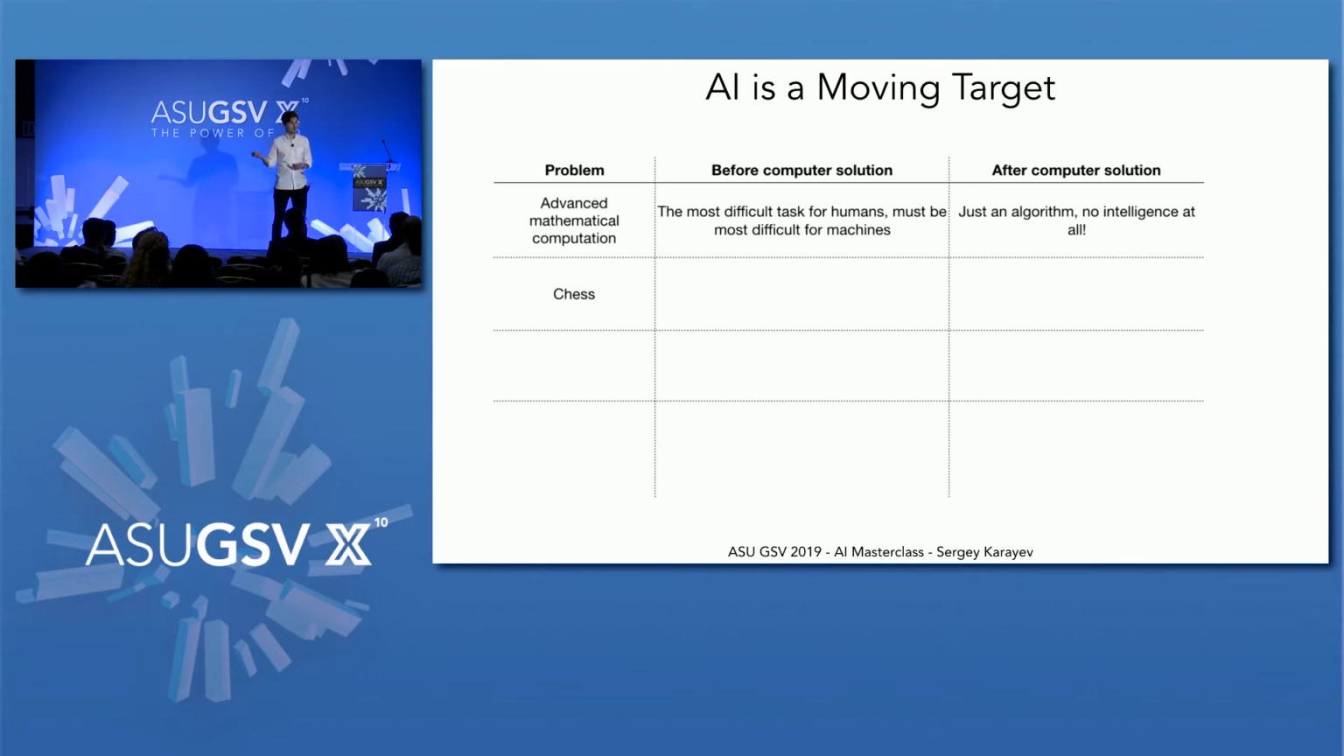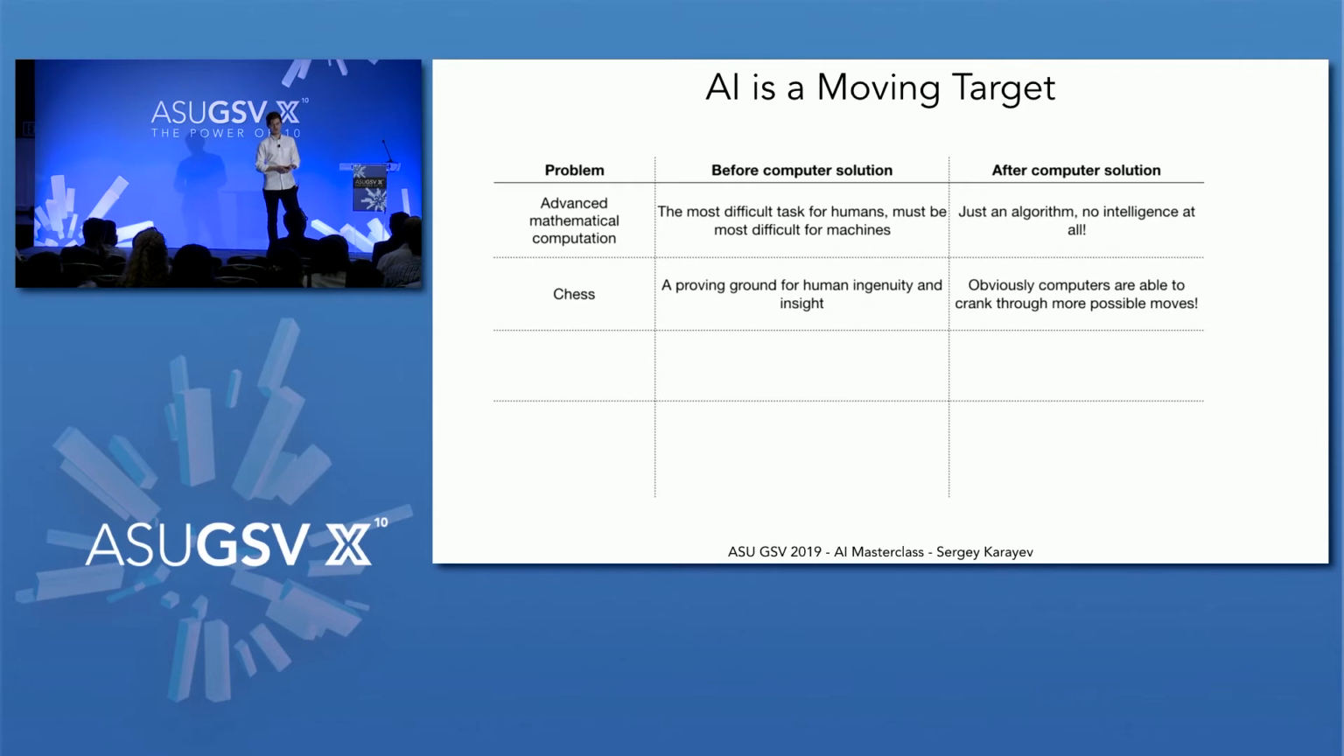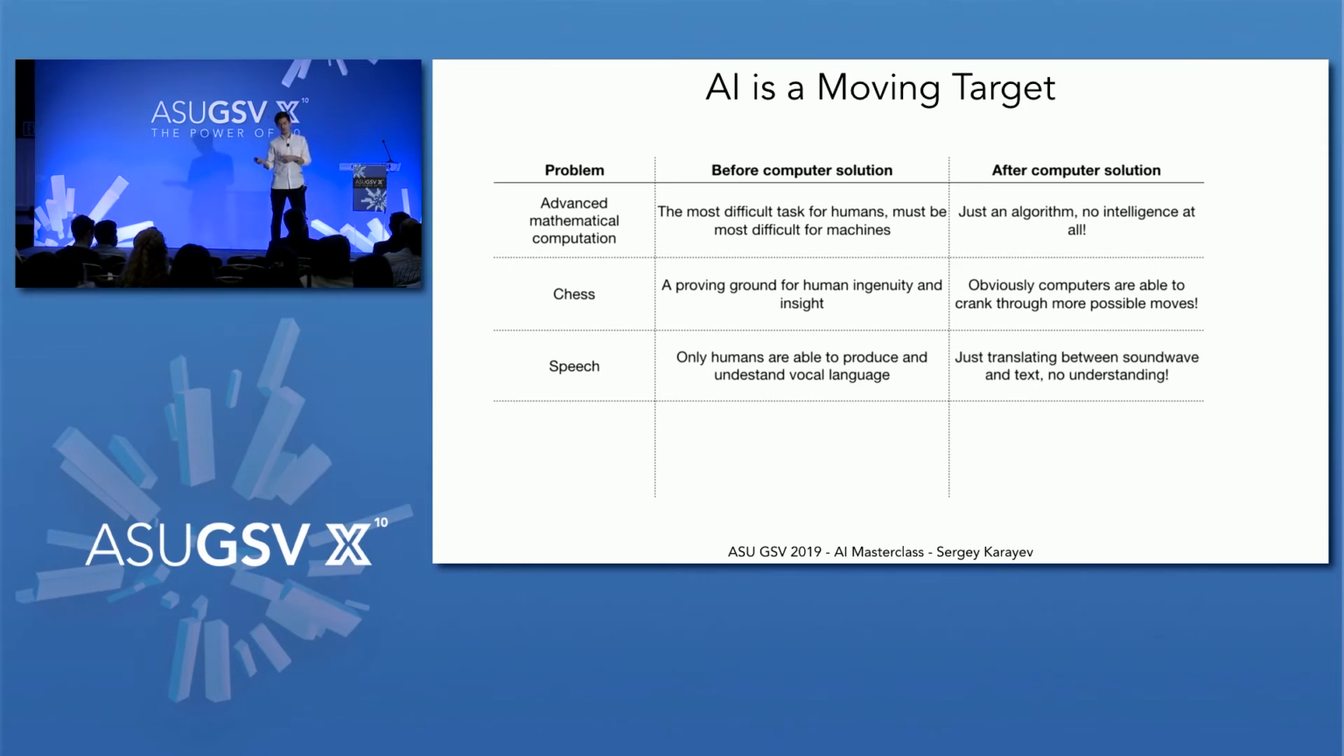Chess, before a computer solution, for thousands of years, it was really a battleground for human ingenuity and logic and insight. But after computers got better than humans at chess, we said, obviously they're going to be better than humans because they're able to crank through all these computations way faster than us. So that's not intelligence either. Speech, humans are the only creature that is able to produce and understand vocal speech. Now the computers can do it. We really just see it as translating between sound waves and text and back and forth. There's no understanding in the middle of it.